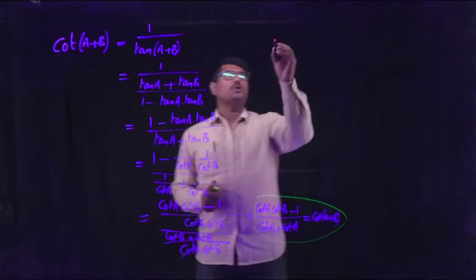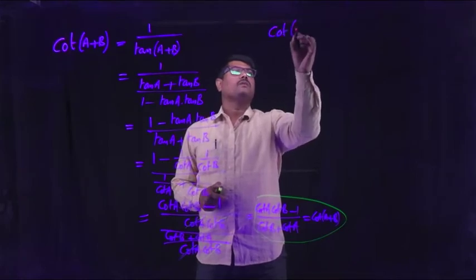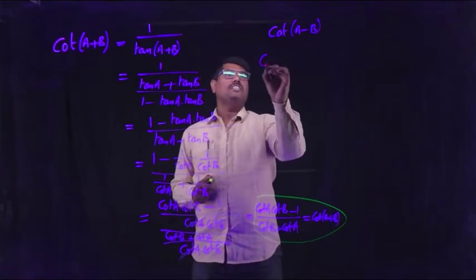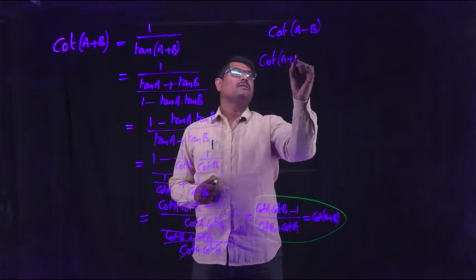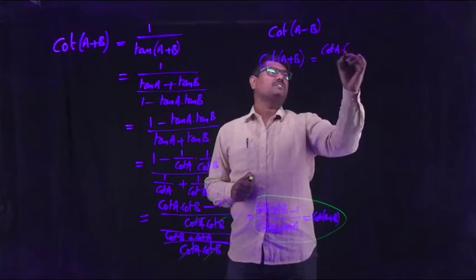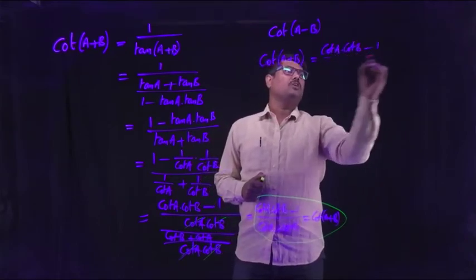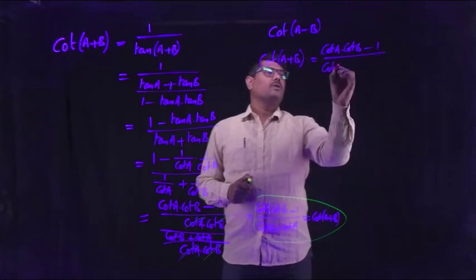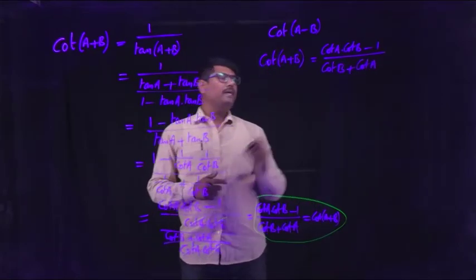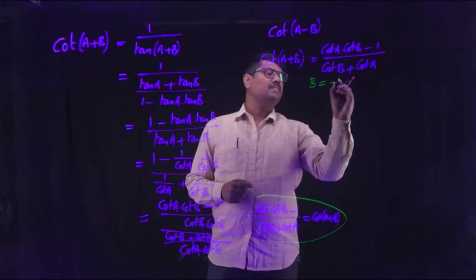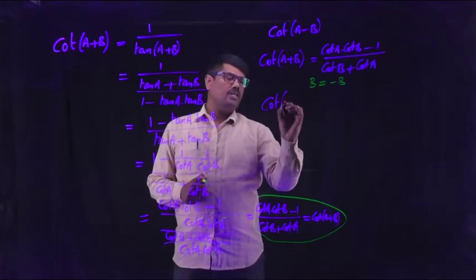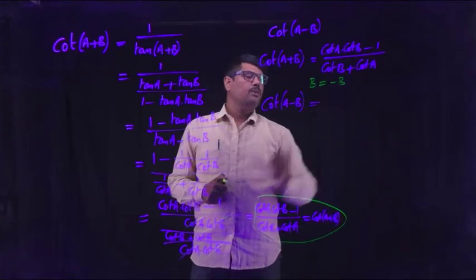Now look at what about cot A minus B. First write the formula for cot of A plus B. Already we proved that cot A plus B is cot A into cot B minus 1 by cot B plus cot A. To get the formula for cot of A minus B, just replace B with minus B. You will get the formula for cot A minus B.